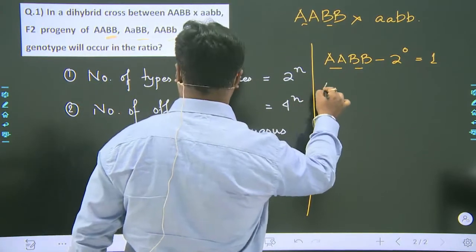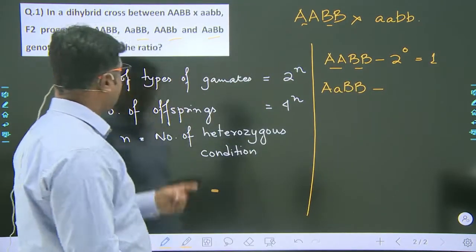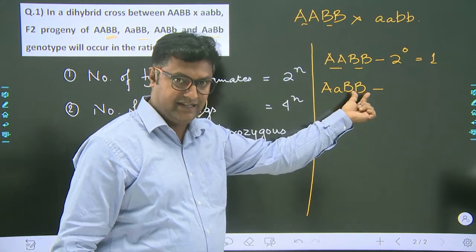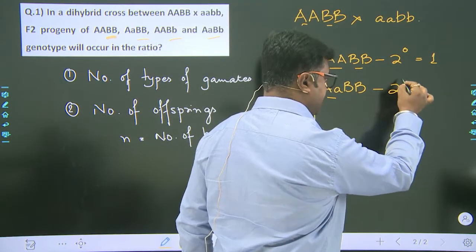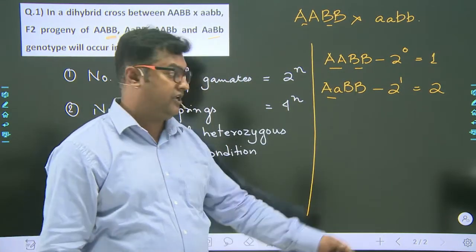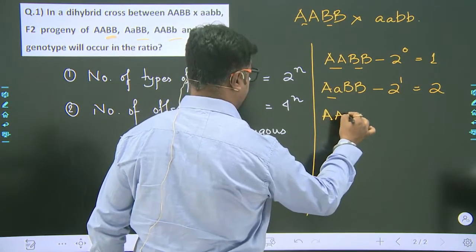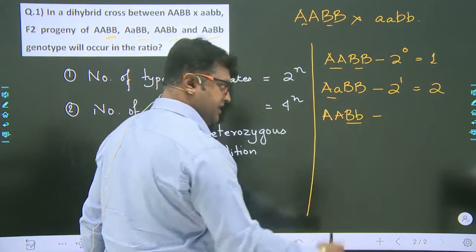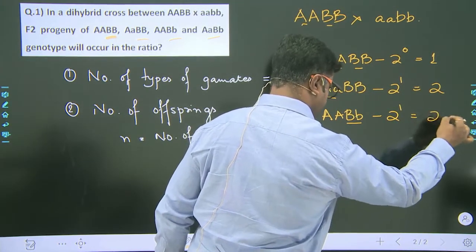Next, we take capital A, capital B, capital B. Here we find that one is homozygous and only one is heterozygous. So by replacing n with 1, this type of genotype will occur 2 times. Next, capital A, capital B, small b. Again the same, only one heterozygous condition, so replacing n by 1, 2 to the power 1 is 2.